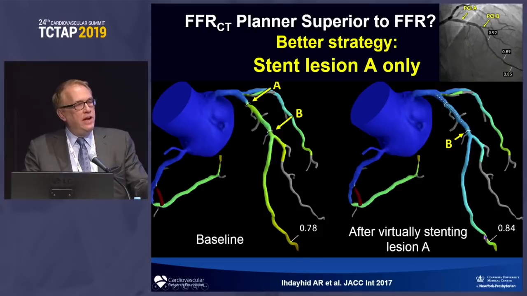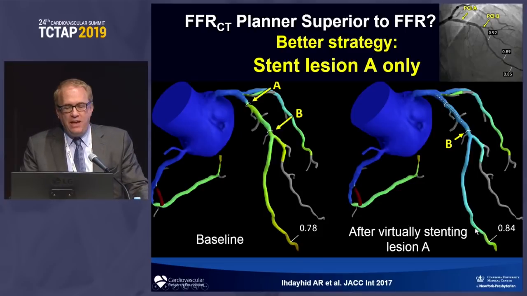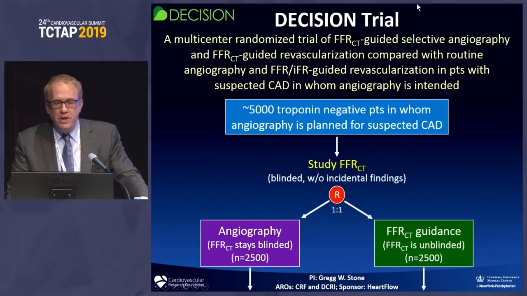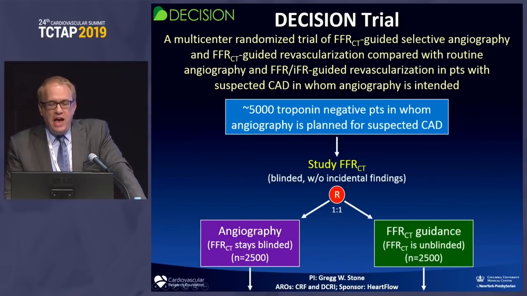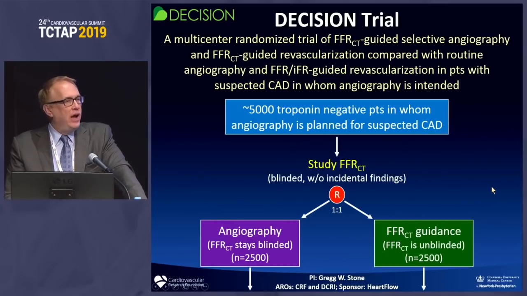It can tell you whether or not there's disease, do you even have to go to the cath lab, and if so, is it single, double, triple vessel disease, how many stents will you have to implant, maybe it will tell you whether you should do PCI versus surgery. So with this in mind, we've designed, and later this year we'll start the DECISION trial. And this will be a multi-center randomized trial in 5,000 patients who are troponin negative in whom angiography is suspected for planned coronary disease.